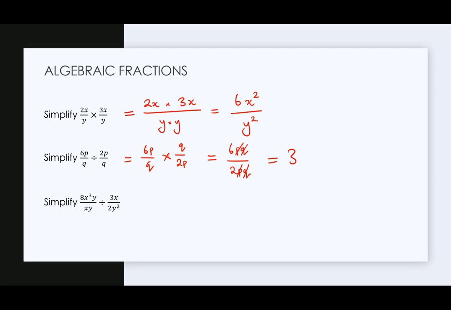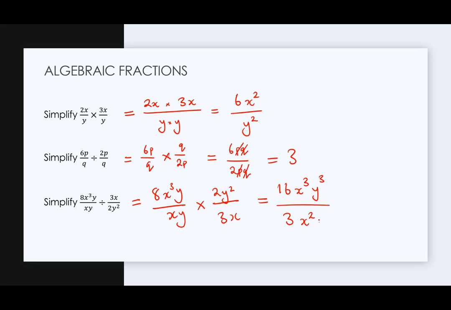Lastly, this one looks a bit more complicated. We'll start by writing it as a multiplication problem. Flipping the right-hand fraction, we get 2y squared over 3x. Now let's multiply through. So 8 times 2 is 16, x cubed, and then y times y squared will be y cubed. All over 3 in the front as our coefficient, x squared and y. Now let's look at simplifying any of these terms. 16/3, we're just going to leave that because that can't be simplified to a smaller fraction.